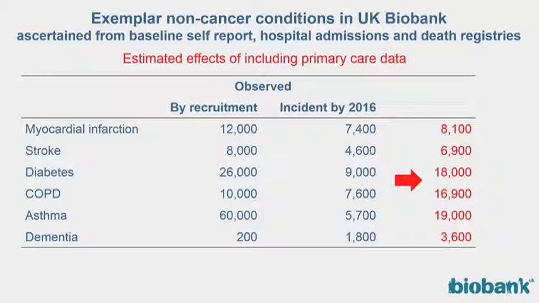Similarly for asthma and dementia, these are cases that are diagnosed first and most commonly in a primary care setting. What about accuracy and limitations? Here's one quick example for you.